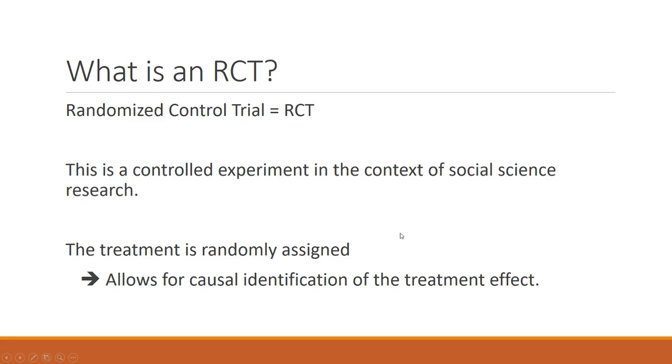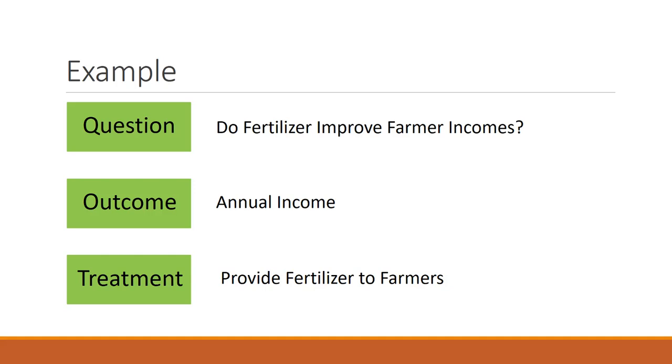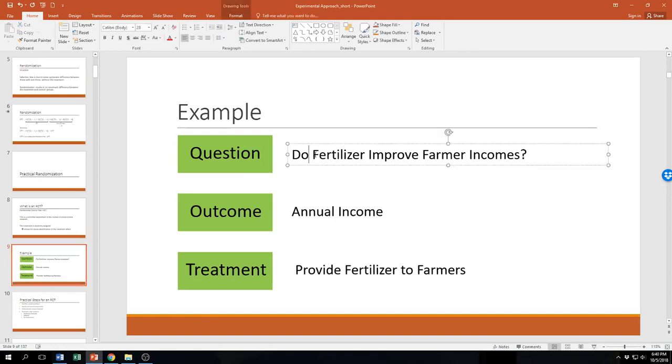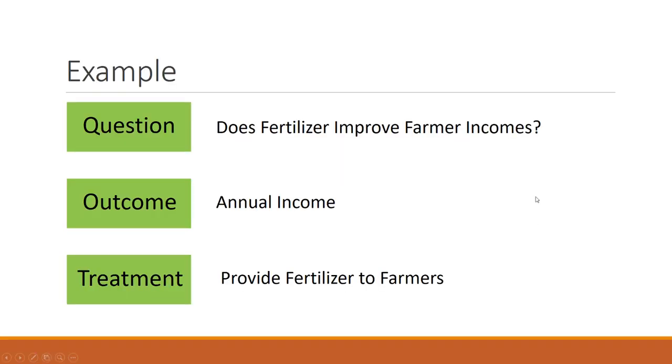So what we do to do that is we conduct what's called a randomized controlled trial, which is a controlled experiment where we randomly assign the treatment. An RCT is an experiment in which we randomly assign who gets the treatment. So let's do an example. Let's go to my classic example. The research question is, does fertilizer improve farmers' incomes? The outcome variable is going to be annual income.